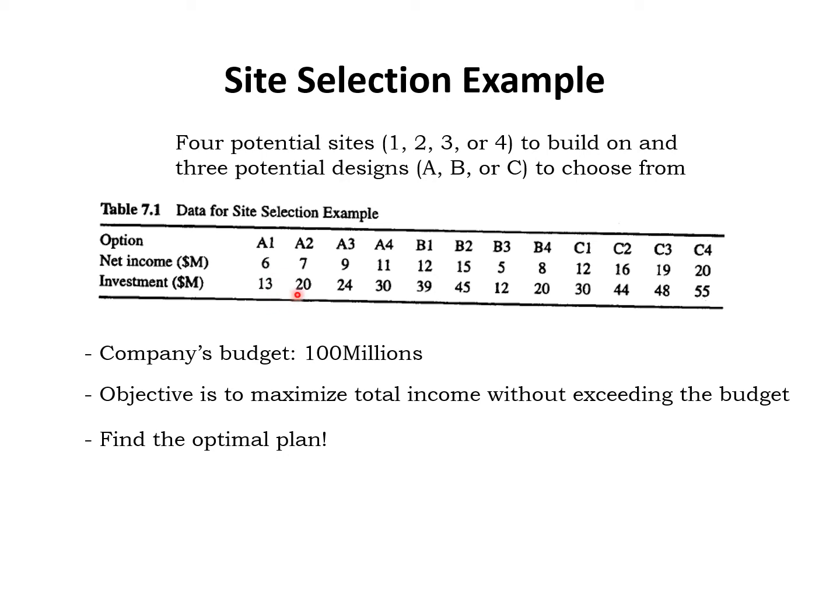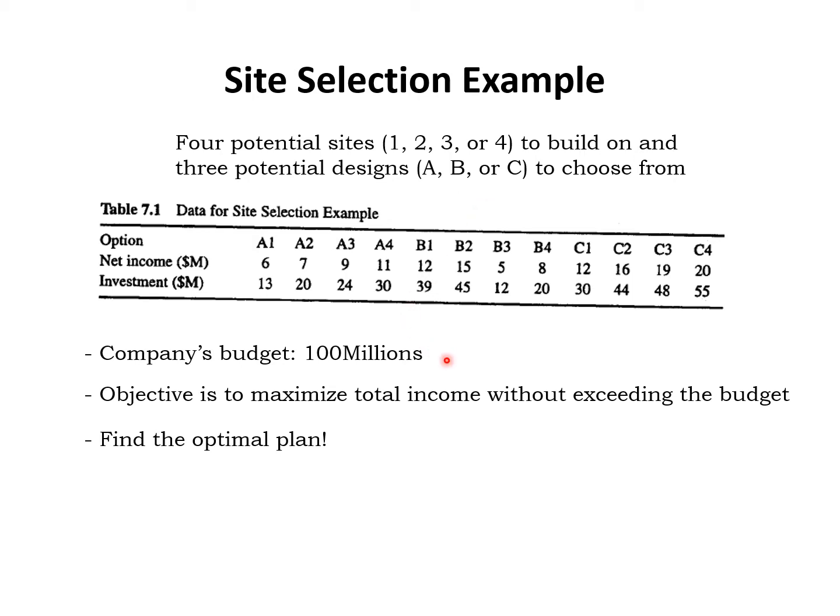And if you do that in a different location using the same design A in location 2, then basically you invest 20 million and you get back 7 million, and so on. I'm not sure, it doesn't show in this slide, whether you must build using one of these designs, or is there an option not to build at all. Now we'll figure that out maybe in the next slide.